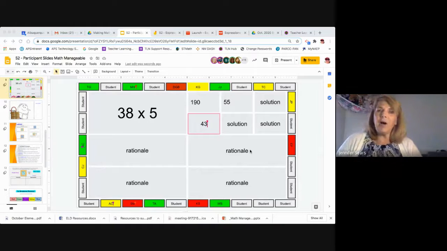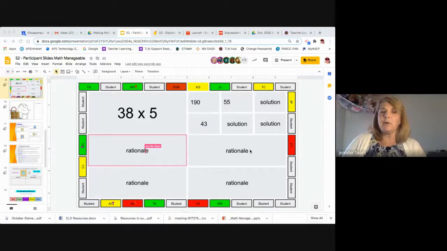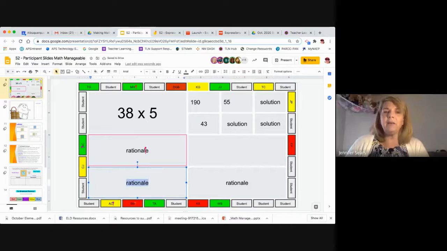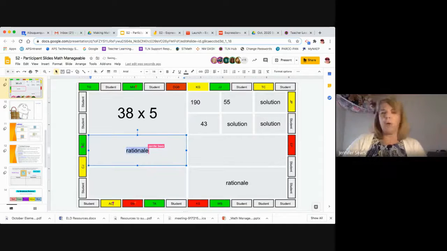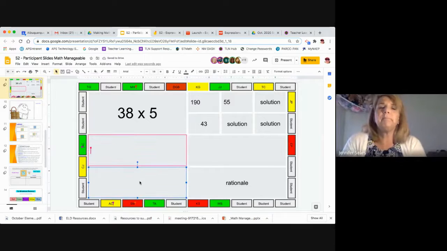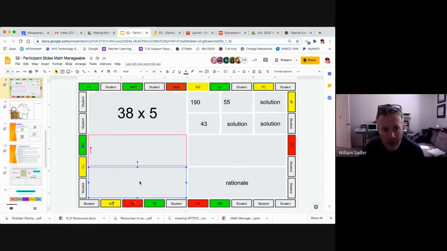So you notice that also in here is sort of a rationale. And so I'm going to ask that gentleman that had said 43, can you tell me, how did you work that out? How did you get your answer for that? Well, for 43, 38 plus 5. So I went 39, 40, 41, 42, 43. So I counted on. So you did.